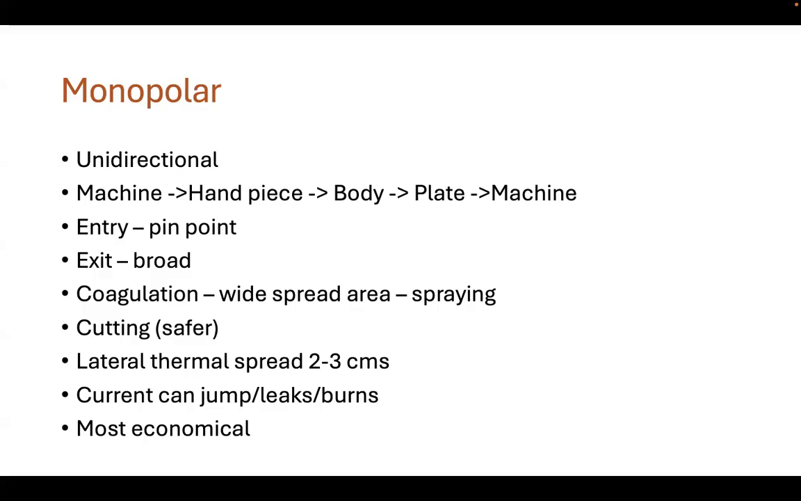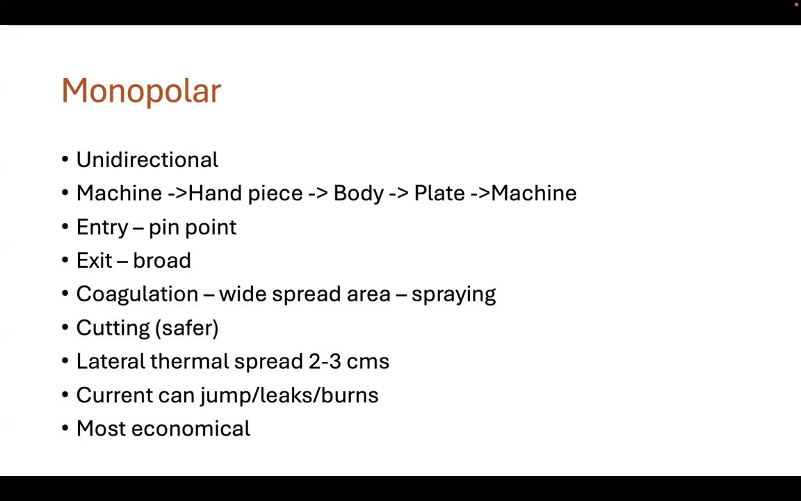Like for example, there is a venous plexus or a wide capillary plexus which is oozing and which you are not able to pinpoint and coagulate with your bipolar. Then a monopolar is very helpful here because of its characteristics. So if you jump to the third last line, you see that the lateral thermal spread when you use monopolar current at any tissue is almost 2 to 3 centimeters.